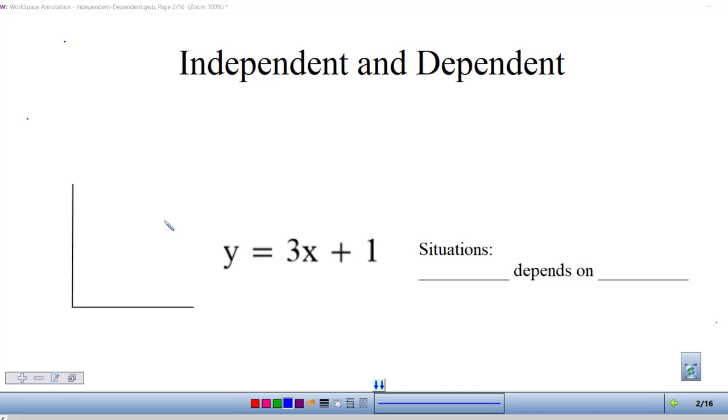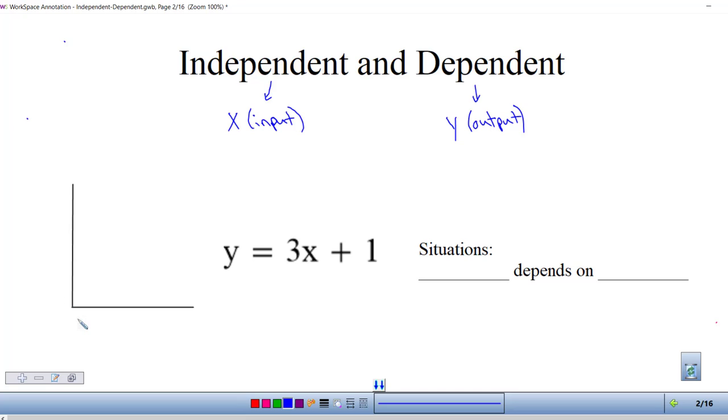Today we're going to talk about independent and dependent variables. Independent is talking about our x values or our input. We also talked about domain. Independent, domain, x, input, all of those are referring to our x values. Dependent is referring to our y values, our output, or our range. All of those words deal with y.